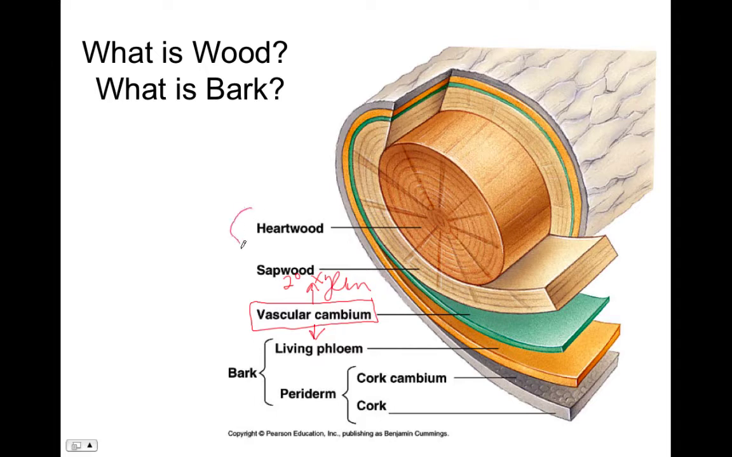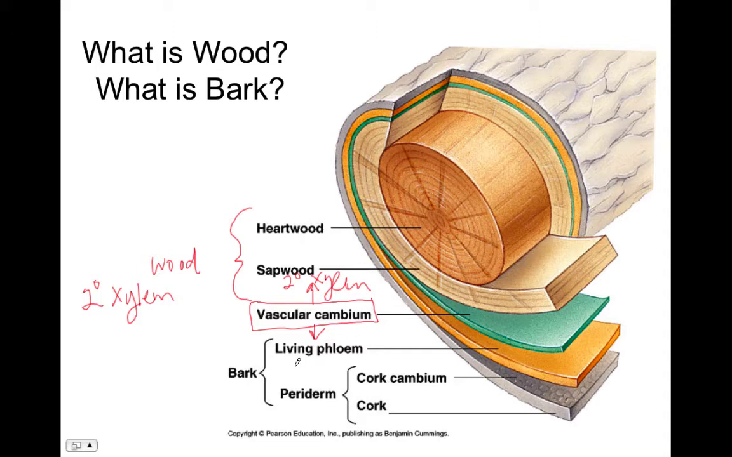Essentially, everything to the inside of the vascular cambium is known as wood, and this is made up mostly of that complex tissue known as xylem, specifically secondary xylem. So this is going to include tracheids, vessel elements, parenchyma cells that are part of the ray tissue, and sclerenchyma fibers that are there for support.